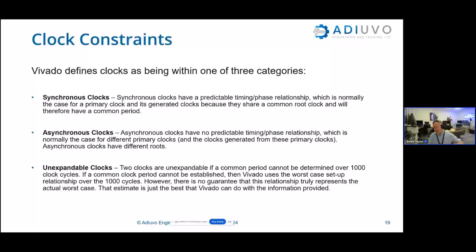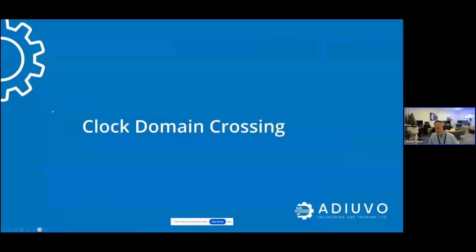Obviously, there's no guarantee that the information Vivado is basing its analysis on is correct at that point in time, but it's doing its best. So what we really need to do is define not only those clock constraints, but those timing exceptions as well, because by default, Vivado assumes that all clocks are related to each other and that they're all synchronous unless we tell it otherwise.